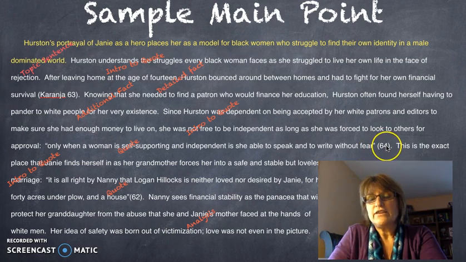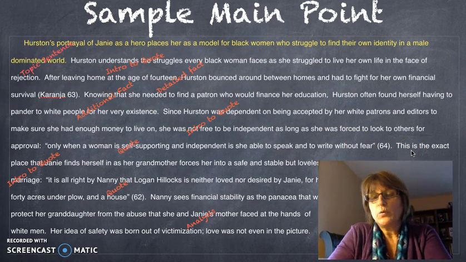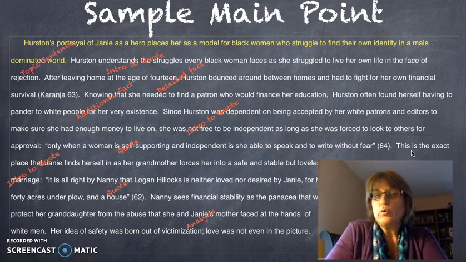Now in this citation, because I'm using the same source, Karanja, I don't have to repeat Karanja. I'm just going to give the new page. Parenthesis 64, parenthesis, period. Again, that links it to the previous sentence. Now this next introduction to a quote is leading into another actual quote. So we'll follow the same rules about having a comma or a colon.